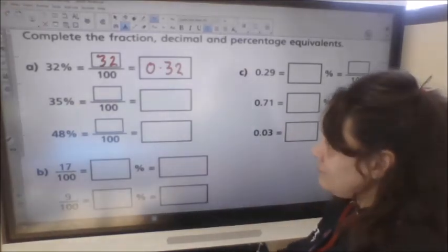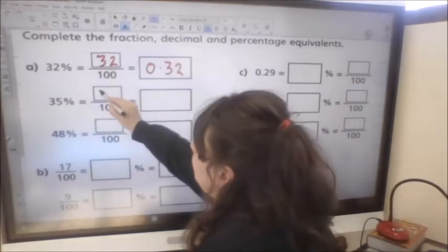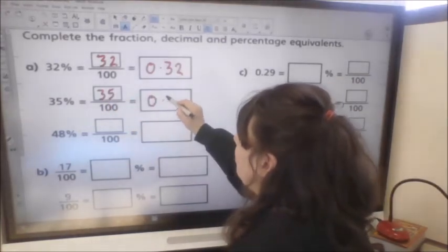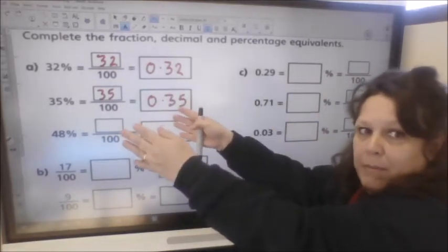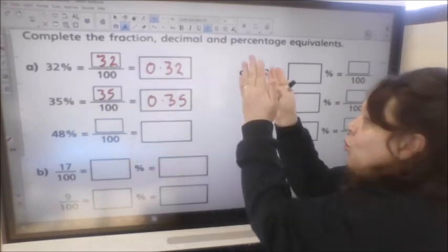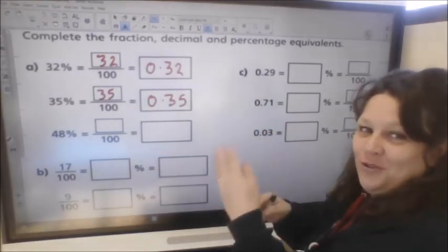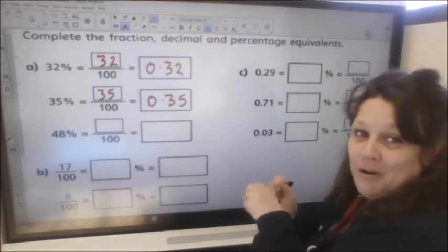Okay, 35% is 35 over 100, which is 0.35. So we're looking at what that means as a fraction, what it means as a decimal, because we're getting ready to do some conversions into fractions and vice versa tomorrow.